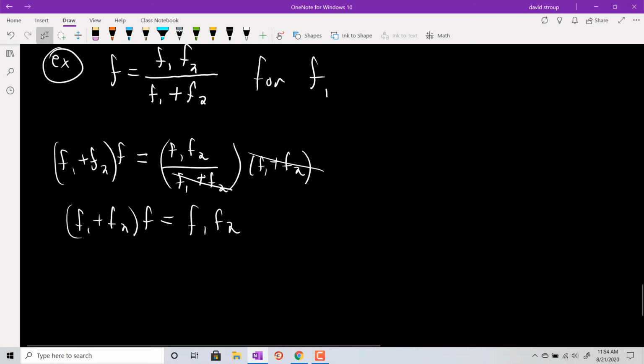I need to collect all the f1 stuff on one side. And there's not much I could do beyond just distributing this thing and looking at where it lands me.